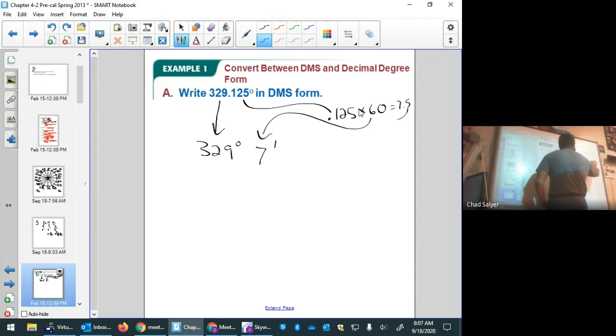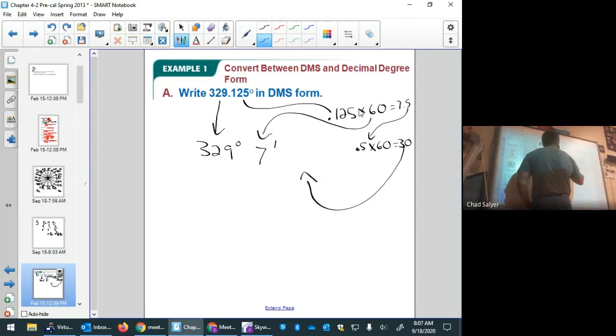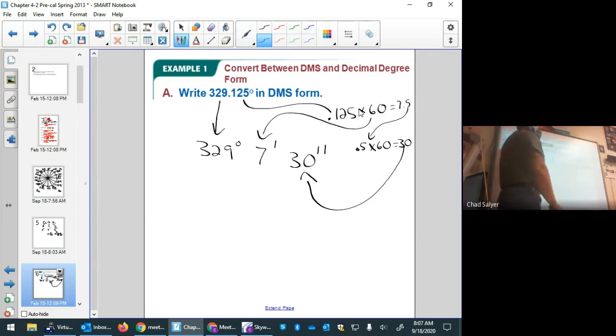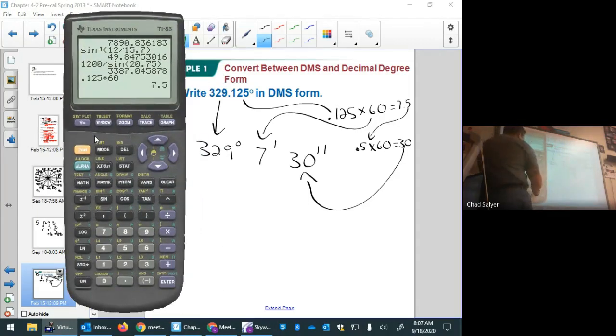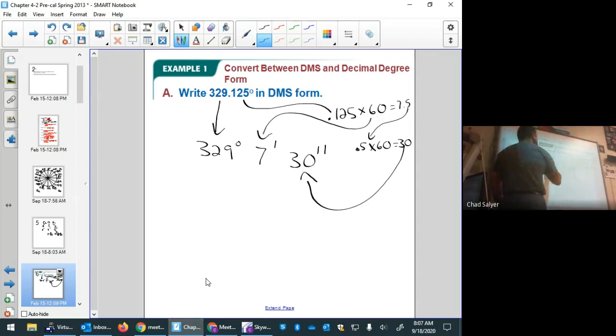And then I take the decimal again, which is 0.5 in this case, and I'm going to multiply that by 60 to get 30. And that's how many seconds I have. And a good way to test yourself, whether you did it right, is to punch in 329 plus 7 over 60 plus 30 over 60 squared, and see if you get back to that original value, and we do. So that confirms our result.